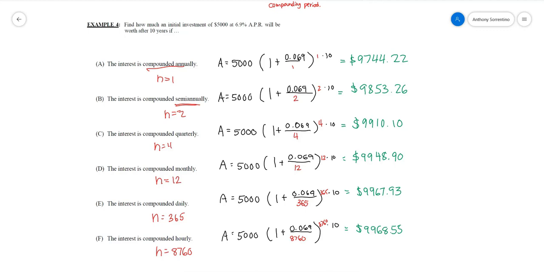And when I go to hourly, basically every hour, I've split the percentage into 8,760 equal parts and apply it 8,760 times during the year, I end up with still a higher amount, but now we're less than $1 difference. So compounding alone will increase the amount of money you get, but there's a limit to it. It only goes so high. It's only going to take it so far. And we're eventually going to talk about an instance where we compound interest what is called continuously.